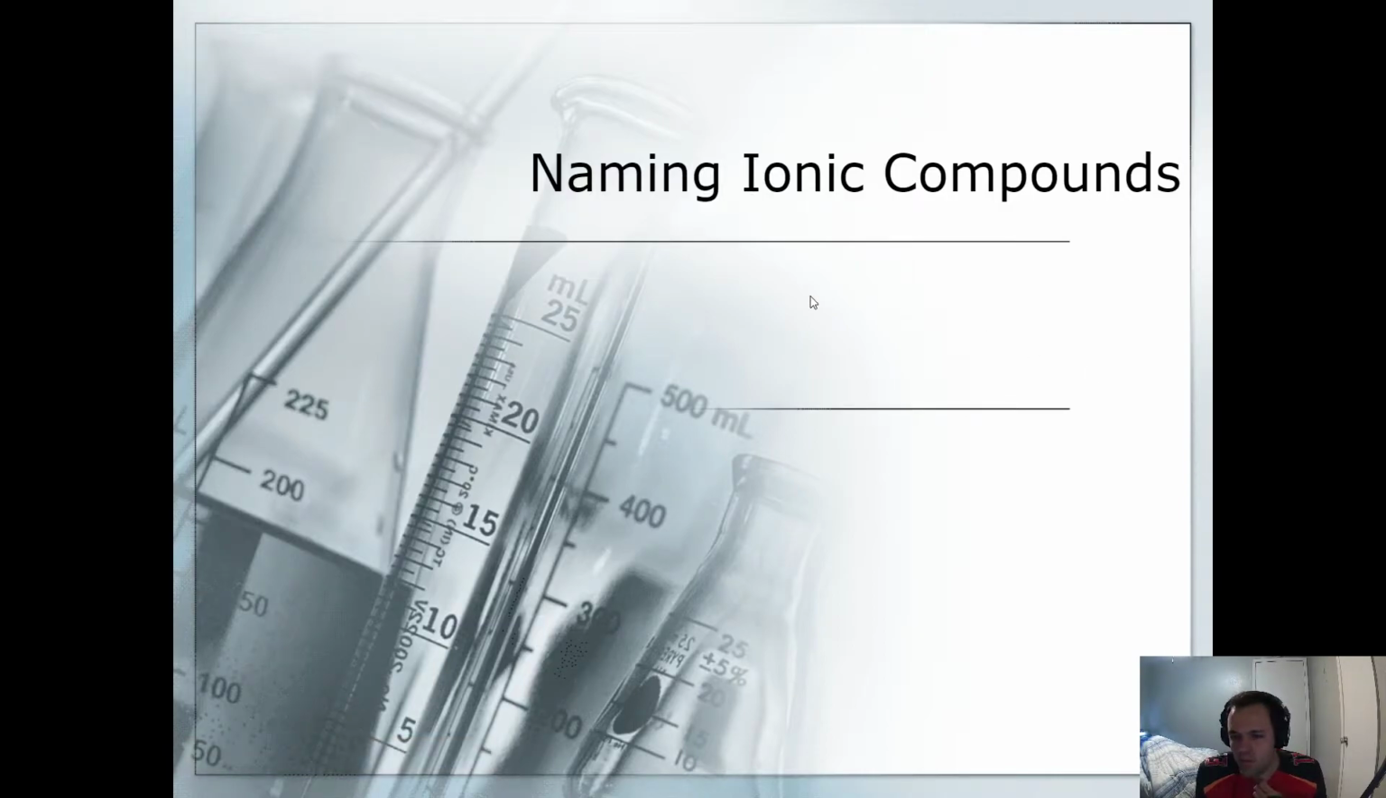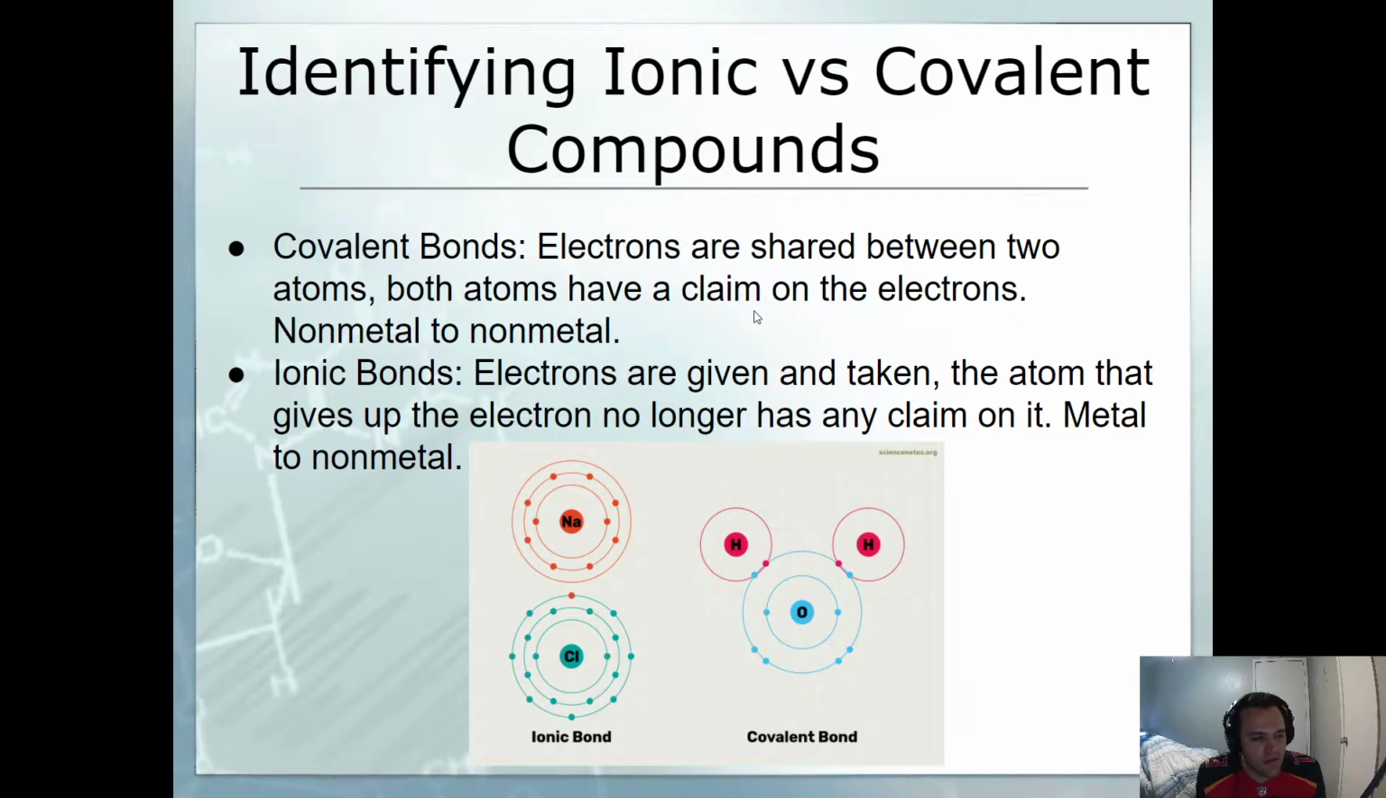Okay, so last week we talked about how to determine the formula of an ionic compound based off of the charges of the ions and how to find those charges. And today we're going to talk about how we would actually name those, what we would call them when we see the formula.